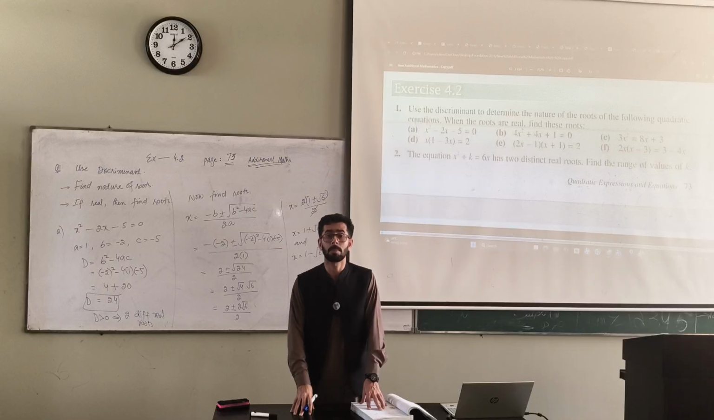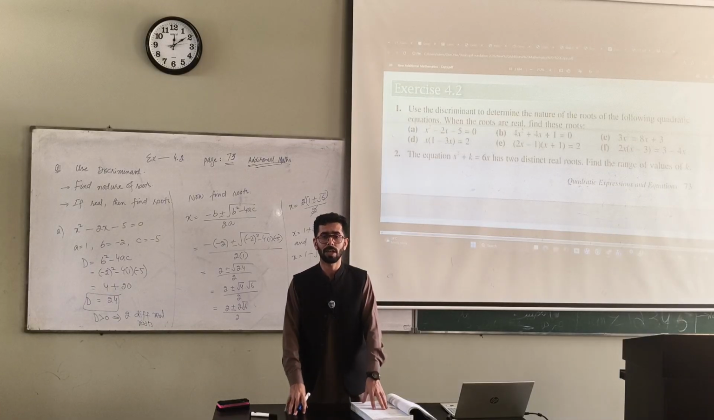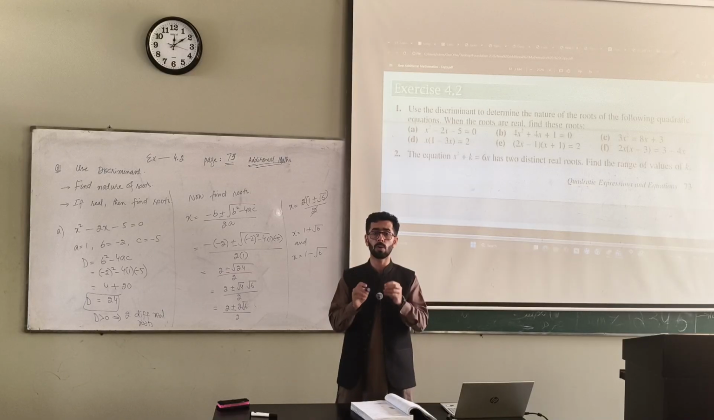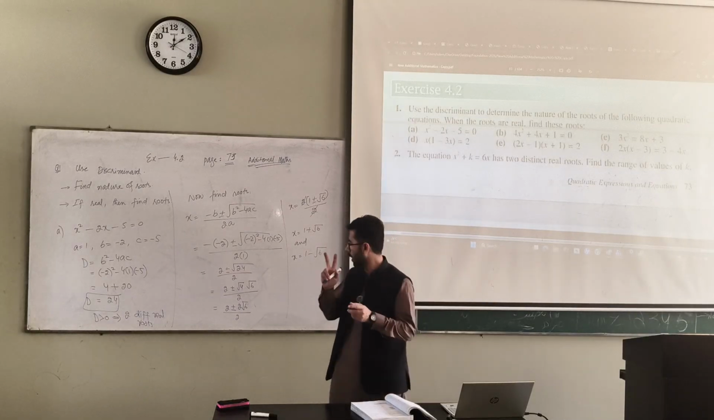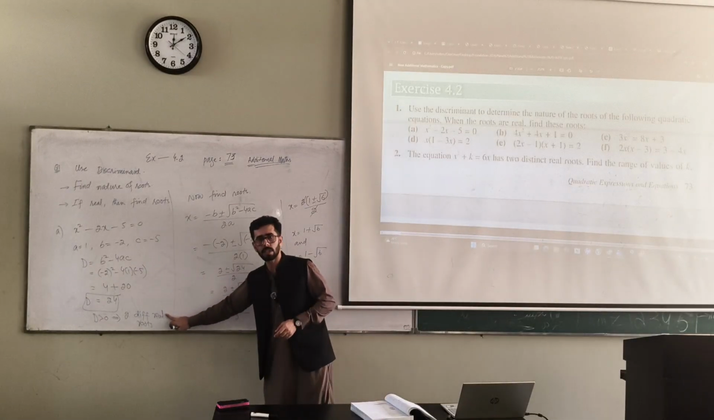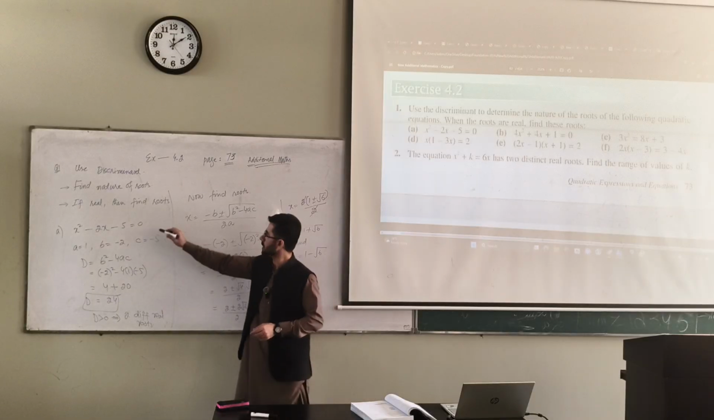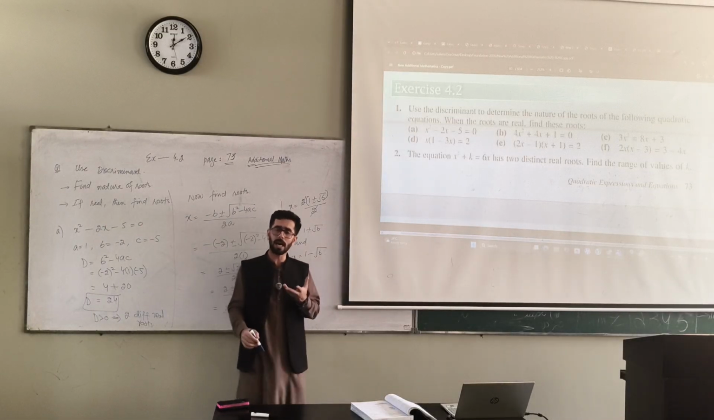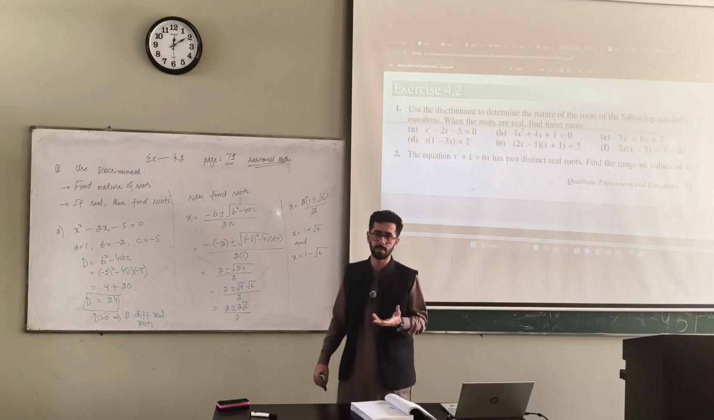Think about it. It's a positive value. And when we have a positive discriminant, we have real roots and they are both different. They are not repeated. So we have two different real roots. The question said, if the roots are real, then find those roots. What are those roots? Calculate them.